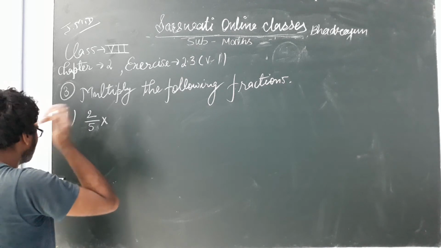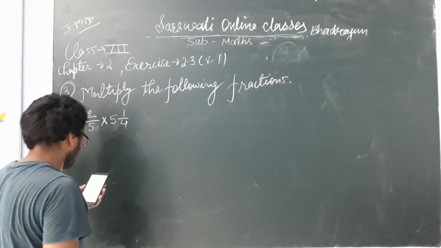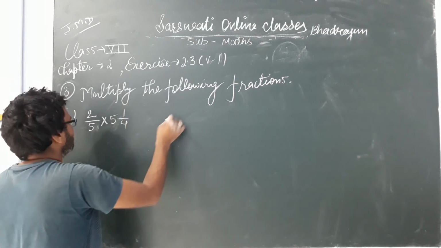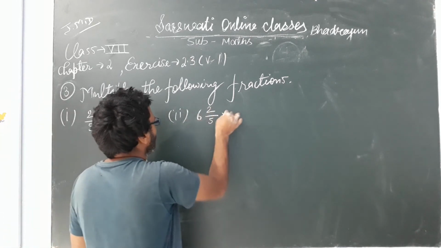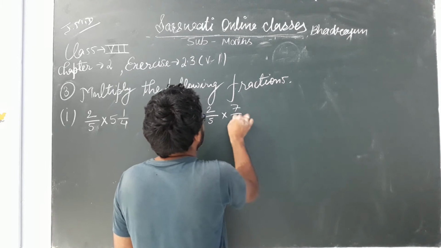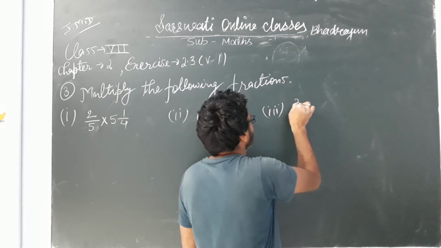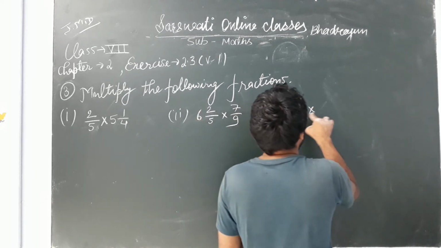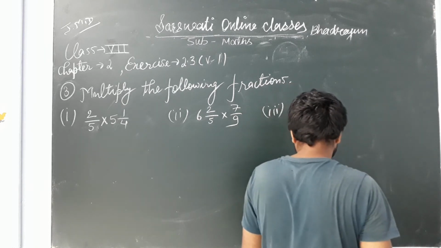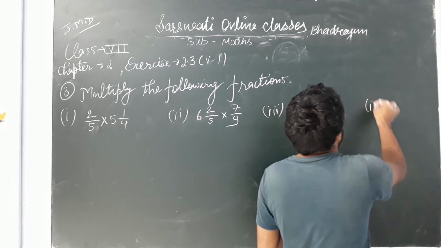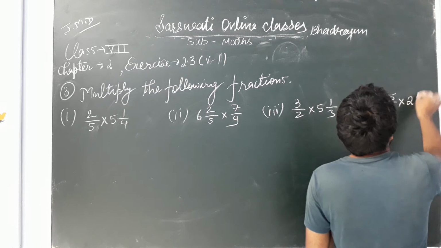2 upon 5 multiplied with 5 whole 1 upon 4. Second one is what? 6 whole 2 upon 5 multiplied with 7 upon 9. Third one is what? Third one is 3 upon 2 multiplied with 5 whole 1 upon 3. And fourth one is what? Fourth one is 5 upon 6 multiplied with 2 whole 3 upon 7.